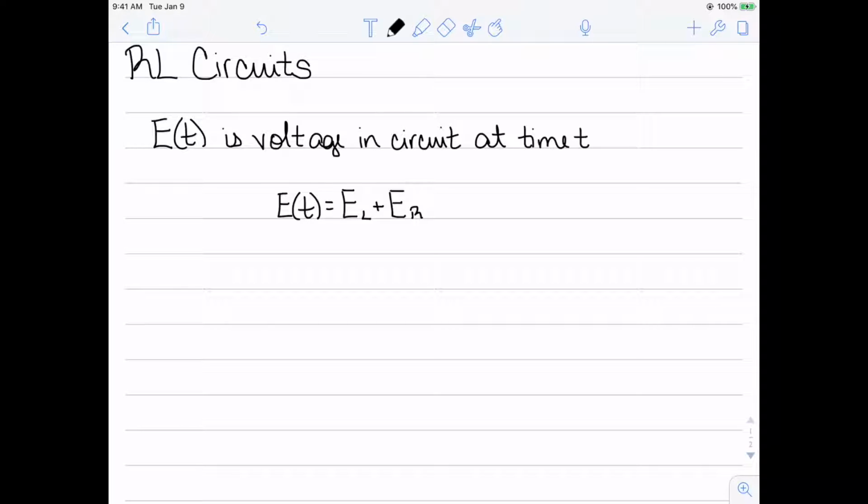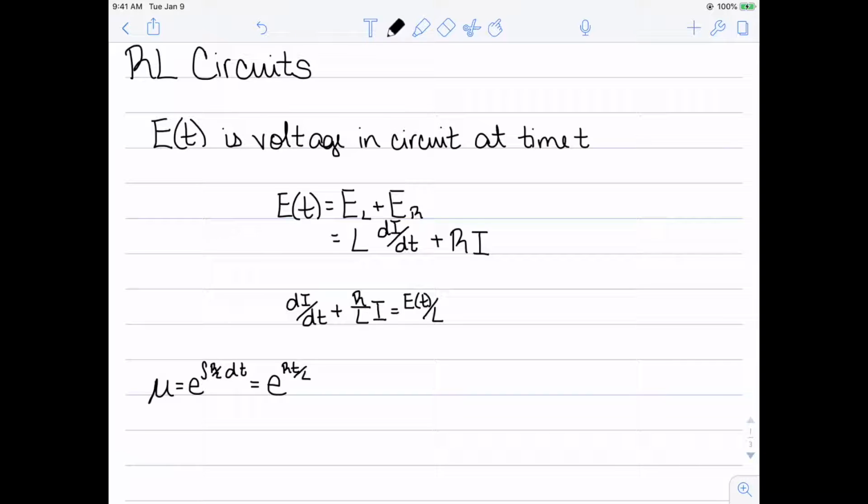Substituting in the formulas that we have for these, in the last video we talked about how EL is given by L times the derivative of I dt, and ER is given by RI. Well, now I'd have a differential equation, and in fact it's linear, so let's start by rewriting it. Moving this to standard form, we have di dt plus R over L times I is equal to E over L. And now we can see that it's linear a lot better.